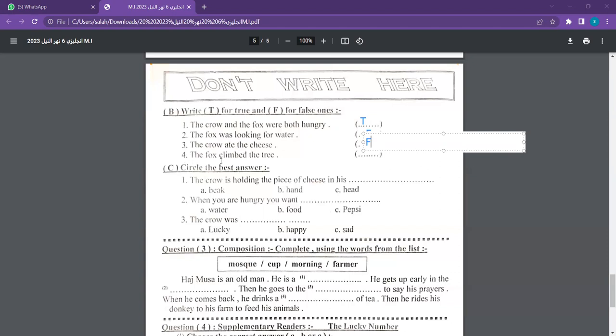Number four, the fox climbed the tree. Is it true or false? False, because he didn't climb the tree. He just asked the crow, and the crow opened his mouth. Okay. Very good.